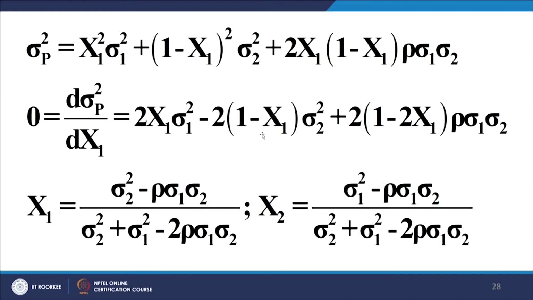Which will enable us to construct a portfolio with the minimum variance. So, we differentiate this expression with respect to x 1, we equate it to 0, and the value of x 1 we get is given as sigma 2 square minus rho sigma 1 sigma 2 divided by sigma 2 square plus sigma 1 square minus 2 rho sigma 1 sigma 2. And the value of x 2 can immediately be obtained as 1 minus x 1, and it turns out to be the expression in the right hand corner of this particular slide.